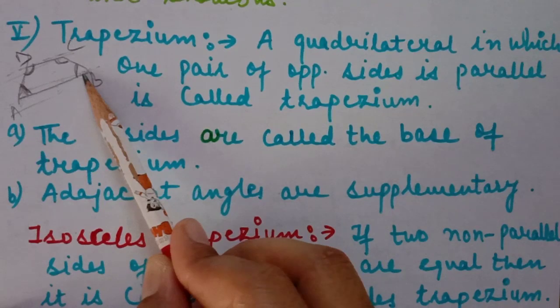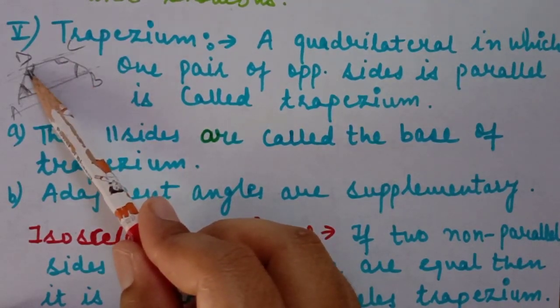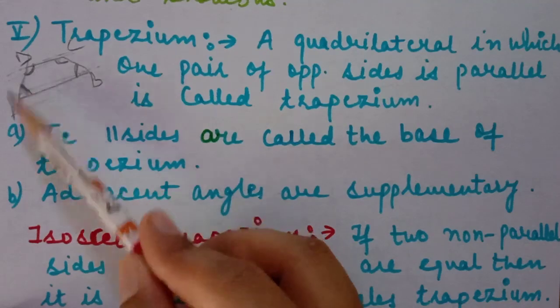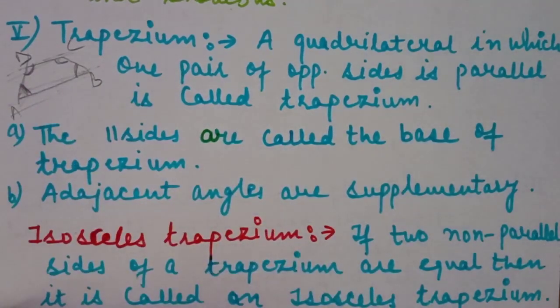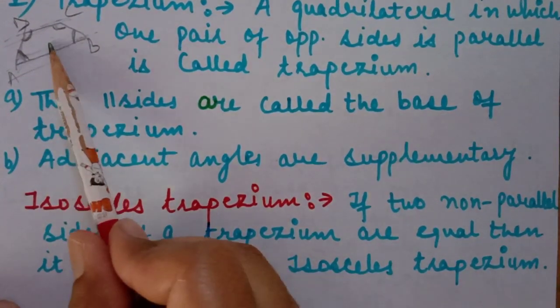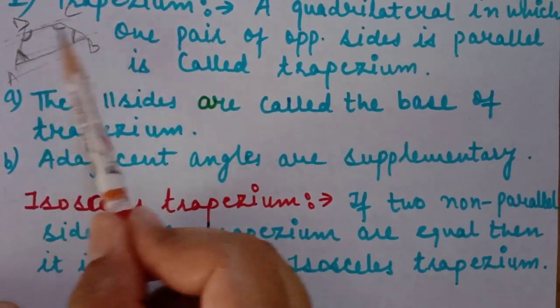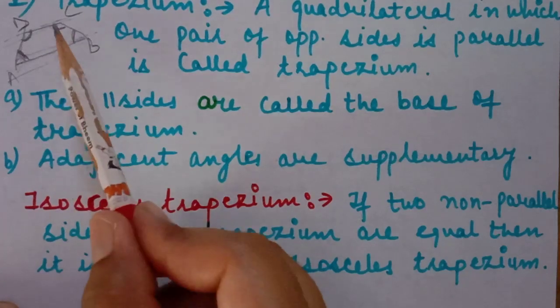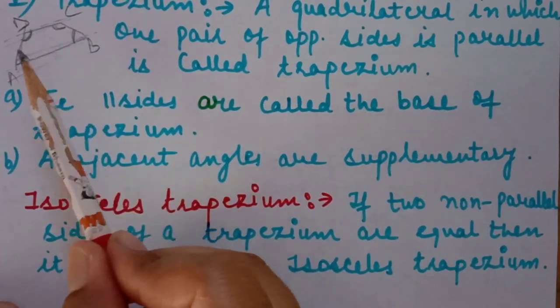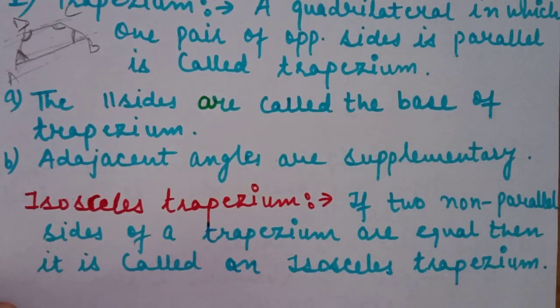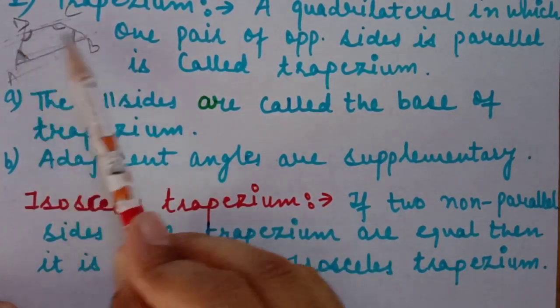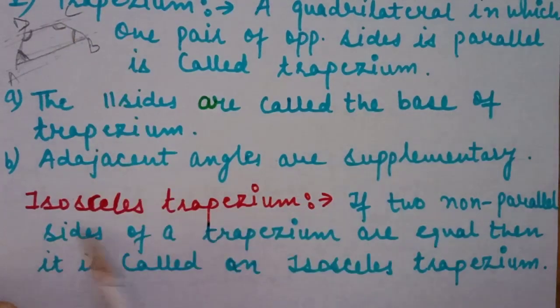Parallel sides are taken as the bases, and the non-parallel sides are present with the two adjacent angles. They are supplementary. Now we will discuss an isosceles trapezium. In a simple trapezium, one pair of sides is parallel. When the non-parallel sides are equal, it becomes an isosceles trapezium, because when two sides are equal in a triangle we call it an isosceles triangle, and when two sides are equal here we call it an isosceles trapezium.